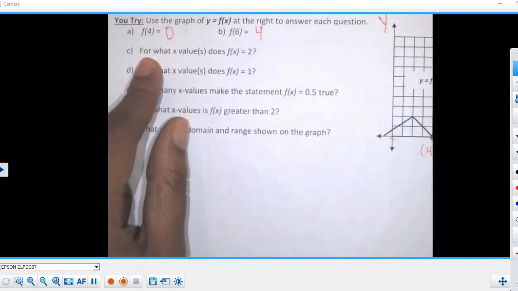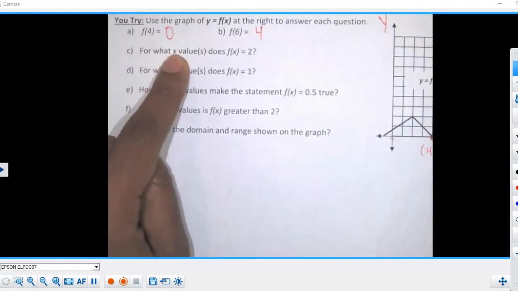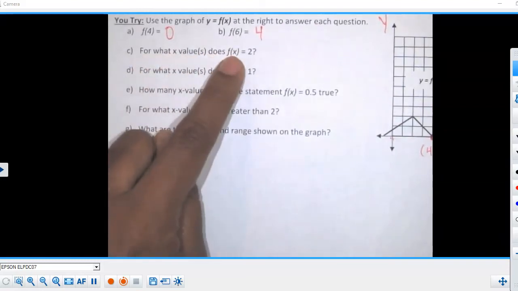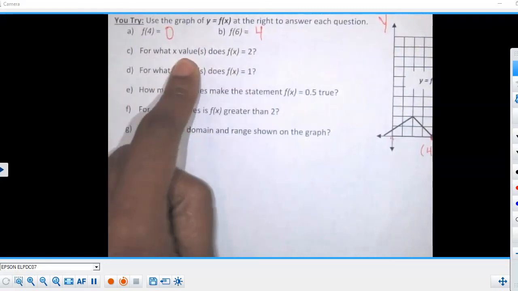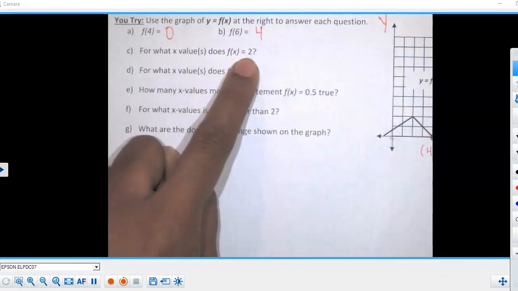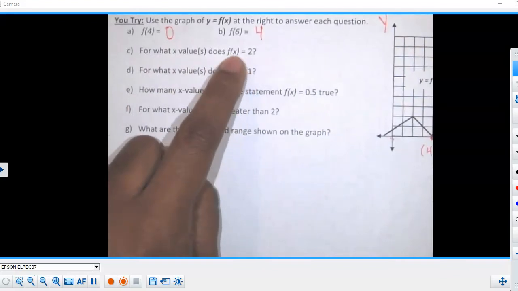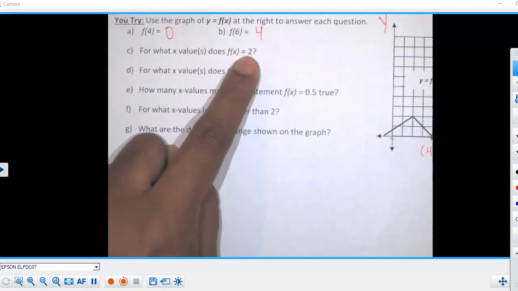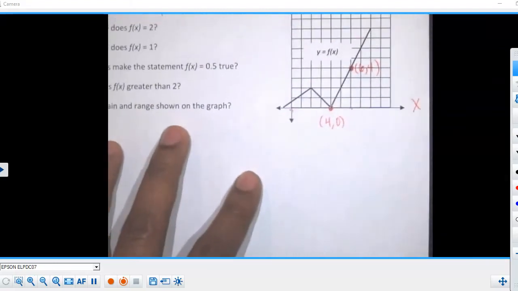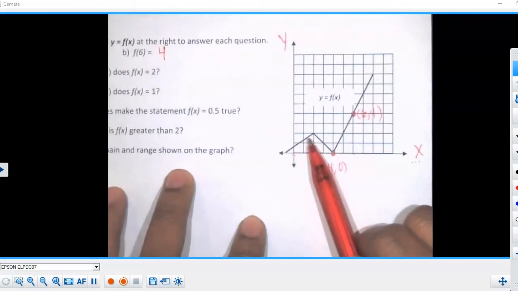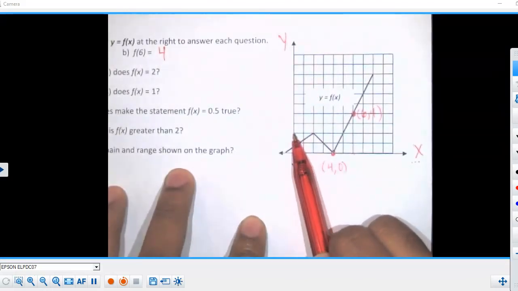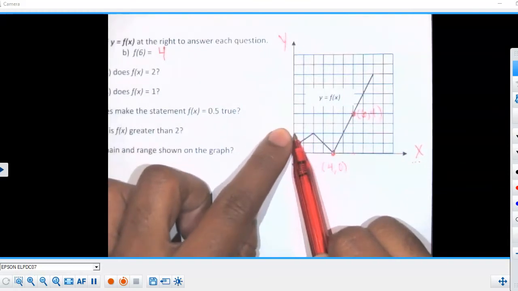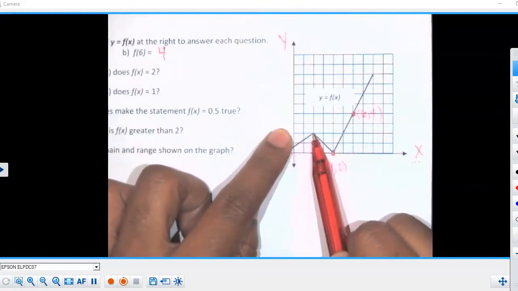Now look at this one. For what x value does the function, the y value, equal 2? Again, for what x value would I have to plug in so that y will be 2? Okay, well here you don't go to the x-axis because you don't know it. You go to the y-axis and find 2. So now instead of dealing with this axis, I'm going to deal with y. So I'm going to go up 1, 2, and I ask myself, hey, well, where am I 2 for y? Oh, here.